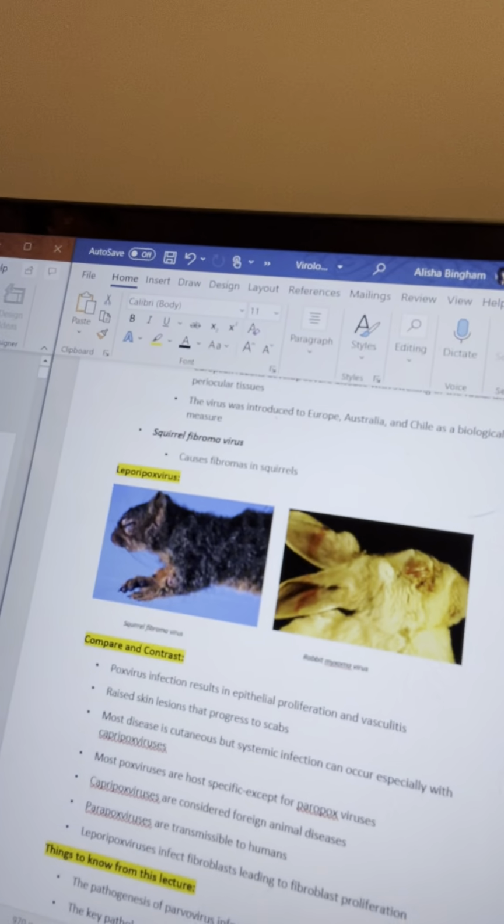So now let's get into the leporipox viruses. We have the rabbit myxoma virus, where cottontail rabbits are the natural host and develop only mild disease. European rabbits develop severe disease, however, with swelling of facial and periocular tissues. This virus was introduced to Europe, Australia, and Chile as a biological control measure. And then we have squirrel fibroma virus. It causes fibromas in squirrels. I can show you a picture of those.